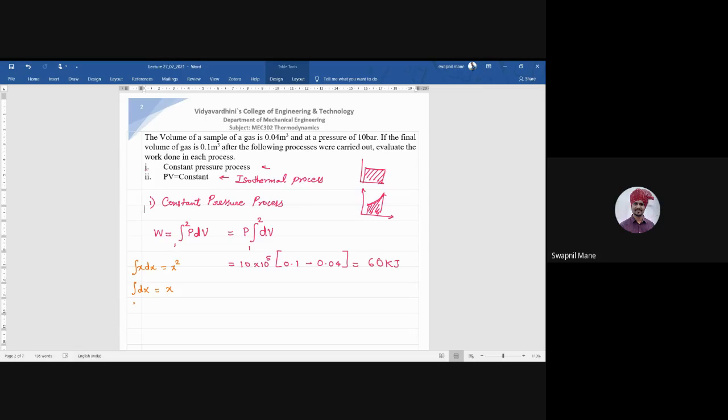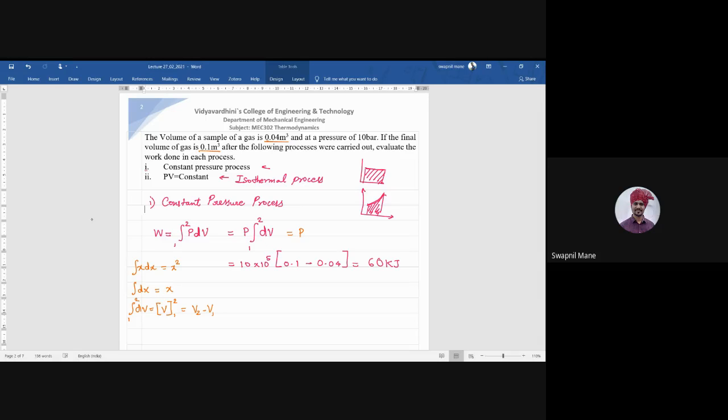So the integral of dV will be equal to V. If I integrate from 1 to 2, then this will be written as 1 to 2, meaning V2 minus V1. Yes or no? Yes sir. So what is V2? V2 is the final volume. The final volume of the gas is 0.1 meter cube and the initial volume of the gas is 0.04 meter cube. So we are substituting.